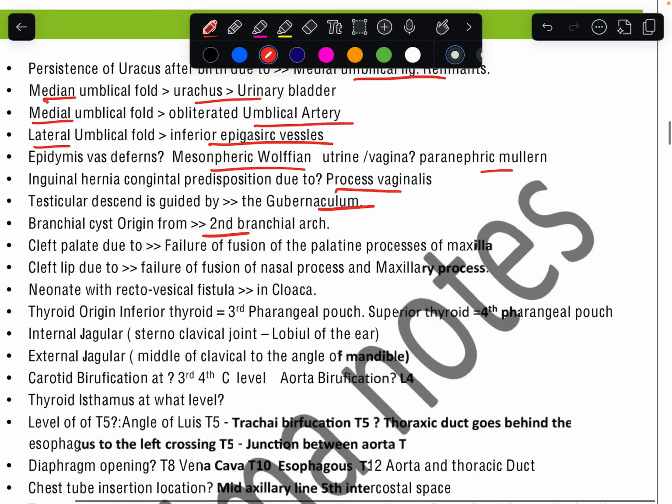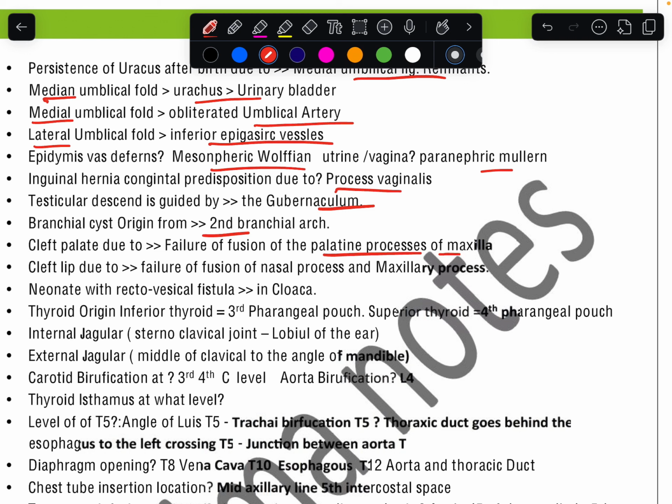Branchial cyst is from the second branchial arch. Cleft palate due to failure of fusion of palatine processes of maxilla. Cleft lip is because of failure of fusion of medial nasal and maxillary process. Neonate with rectovesical fistula is cloaca. Thyroid origin: inferior thyroid is third pharyngeal, superior is the fourth.